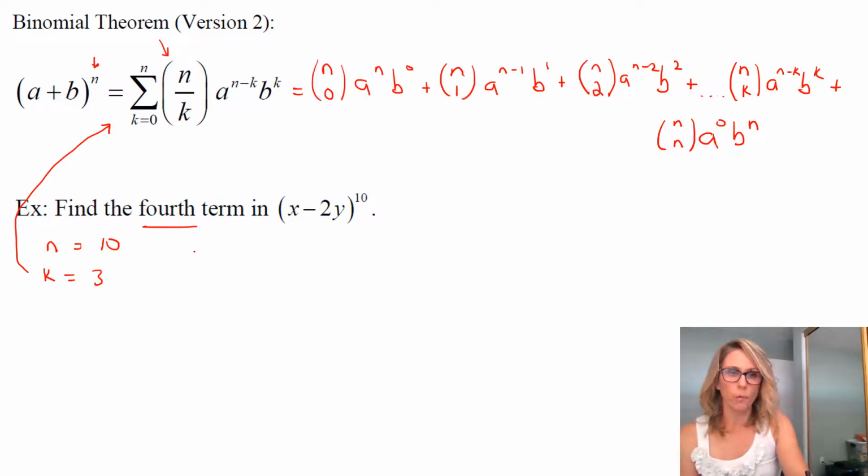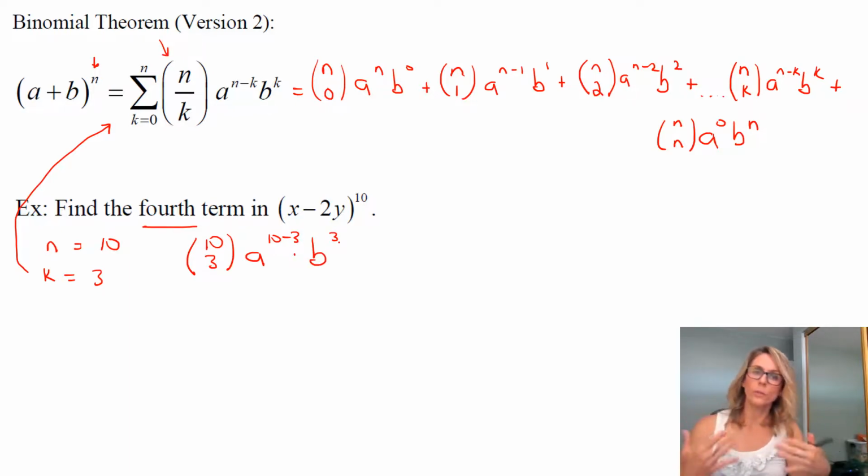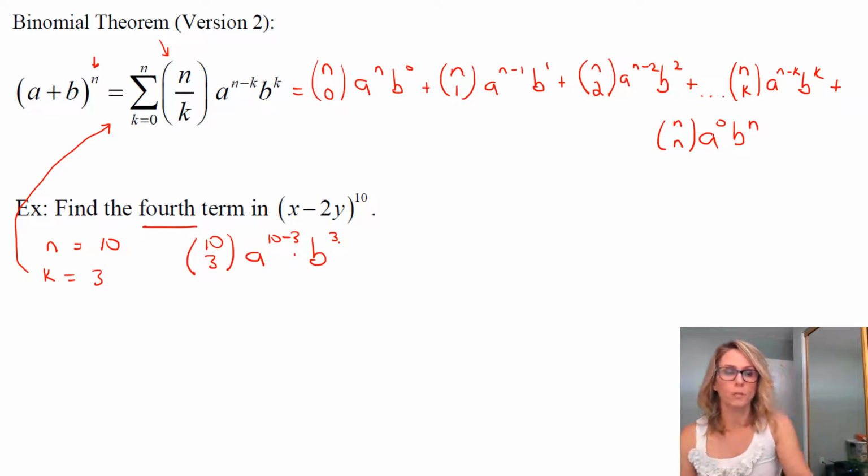Our fourth term will be n choose k, and then times a to the n minus k times b to the k. Now, of course, we have to think about what our a and b are. We also have to think about what the coefficient is, n choose 3. So in our case, notice the a will be x, the b will be the negative 2y.